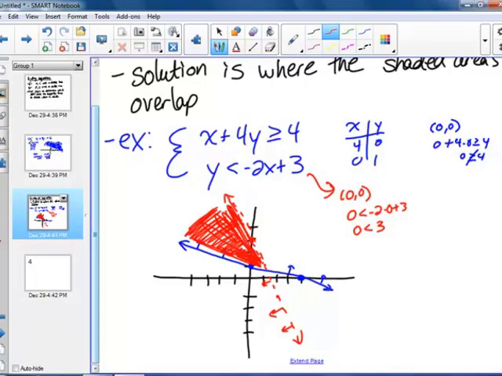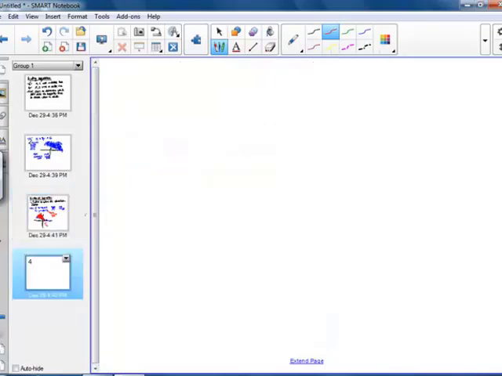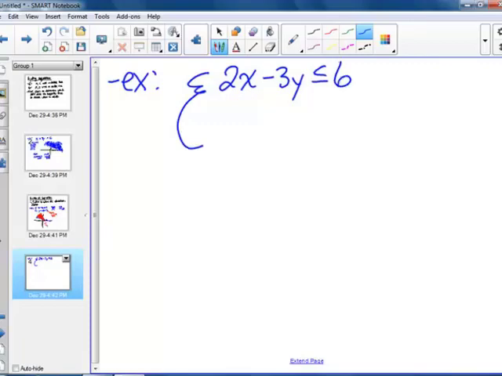Let's do one more. These ones are where we have more than just 2 inequalities. 2x - 3y ≤ 6. y ≥ 0. y ≤ 4. And x ≥ 0. So I actually have 4 inequalities here. So I might be creating kind of like a 4-sided shape is what's going to happen.